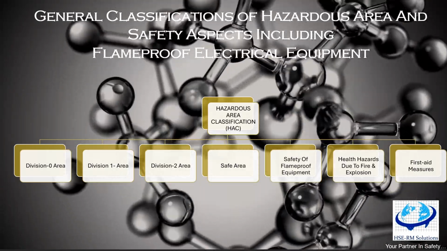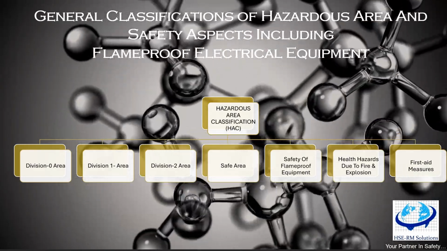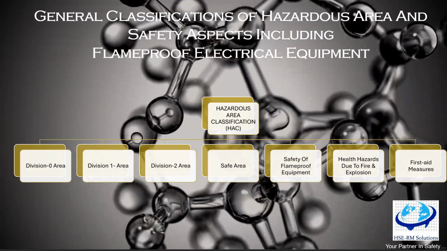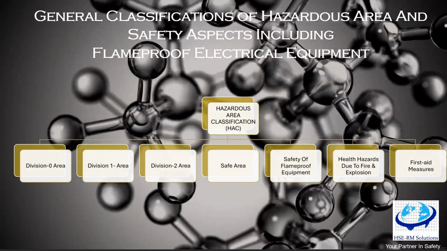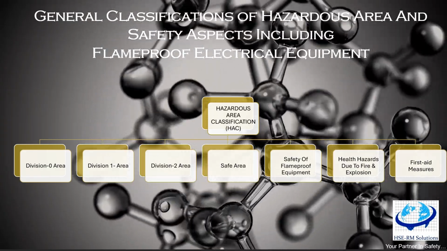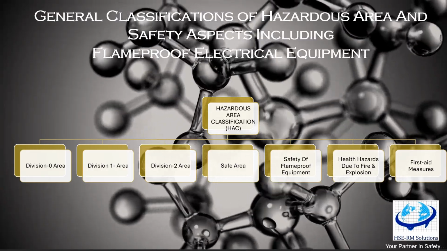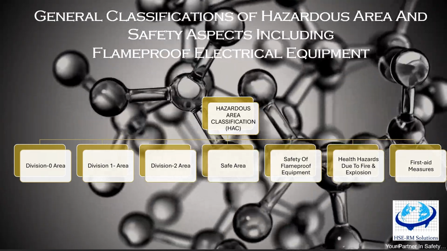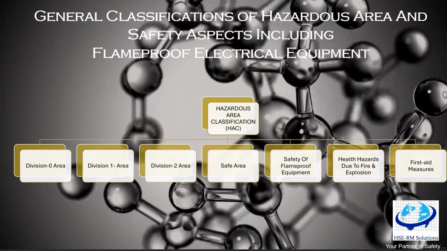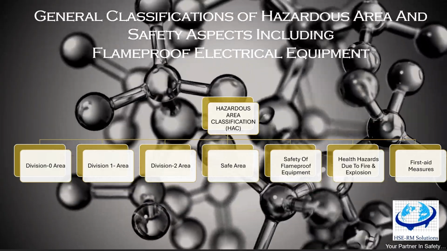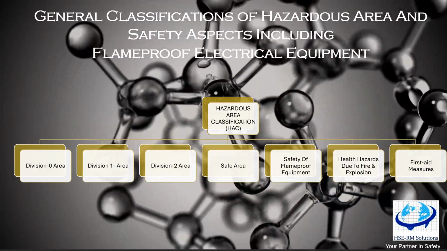You can refer to that. Now division 2 area is an area in which hazardous atmosphere is likely to occur only under abnormal operating condition. So you have to understand, in zone 0 condition, it is always there. In zone 1 or division 1 condition, it is there, but it can occur in normal operation. But division 2 area is the area where only in abnormal condition it will happen.